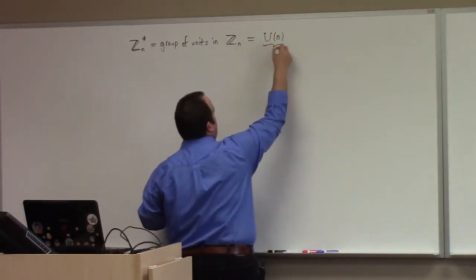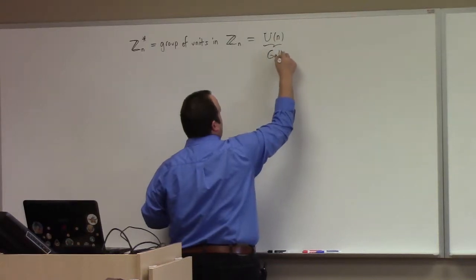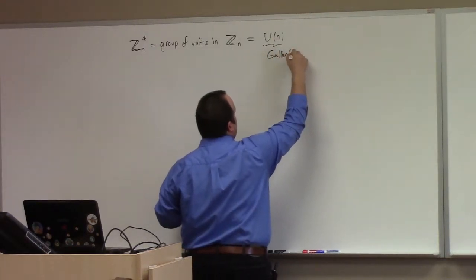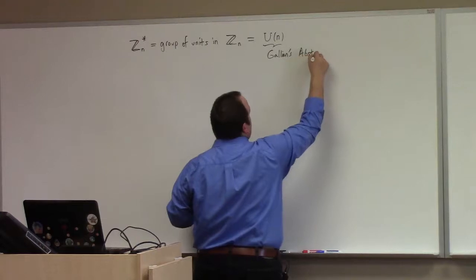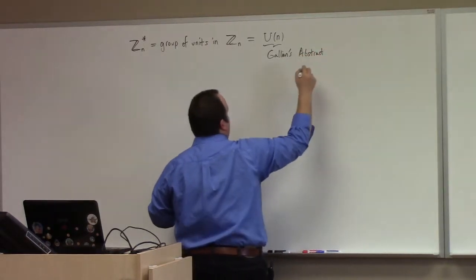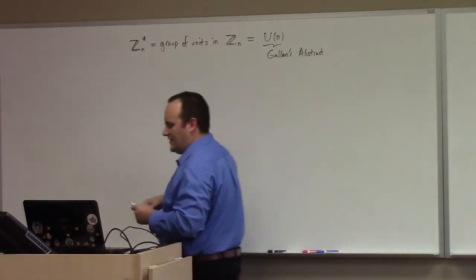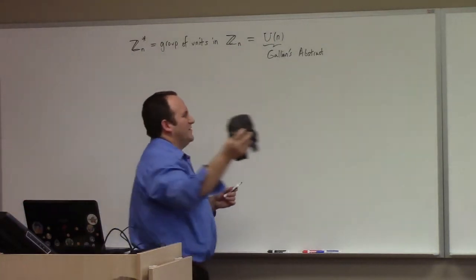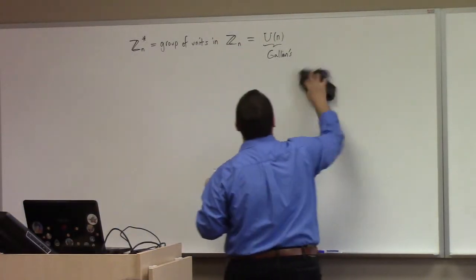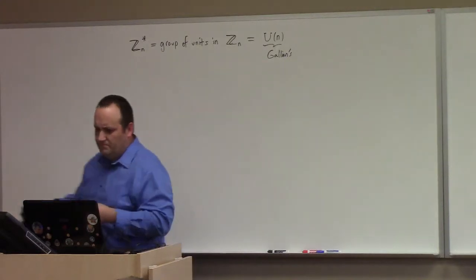So this notation is from Gallian's Abstract Algebra, among other places. It's the book I used last year. Well, it's not actually Abstract Algebra. It's Contemporary Abstract Algebra or something. I forget. Anyway, but Gallian's text.